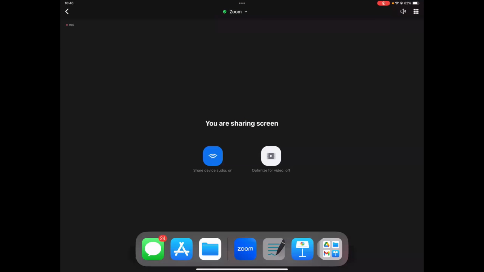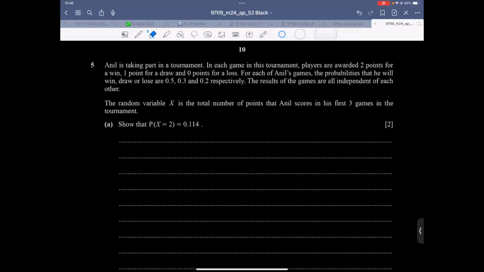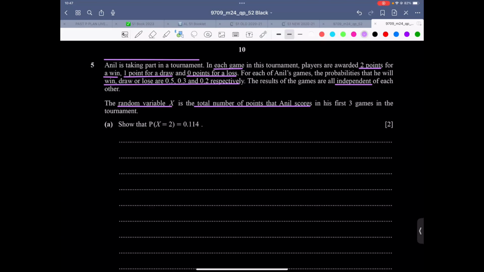So let's look at question number 5. This question says, Anil is taking part in a tournament. In each game, players are awarded 2 points for a win, 1 point for a draw, 0 points for a loss. For each of Anil's games, the probabilities that he will win, draw, or lose are given respectively. The results are all independent of one another. The random variable X is the total number of points that Anil scores in the first 3 games in the tournament. Now, whatever I have read, let me write it down.